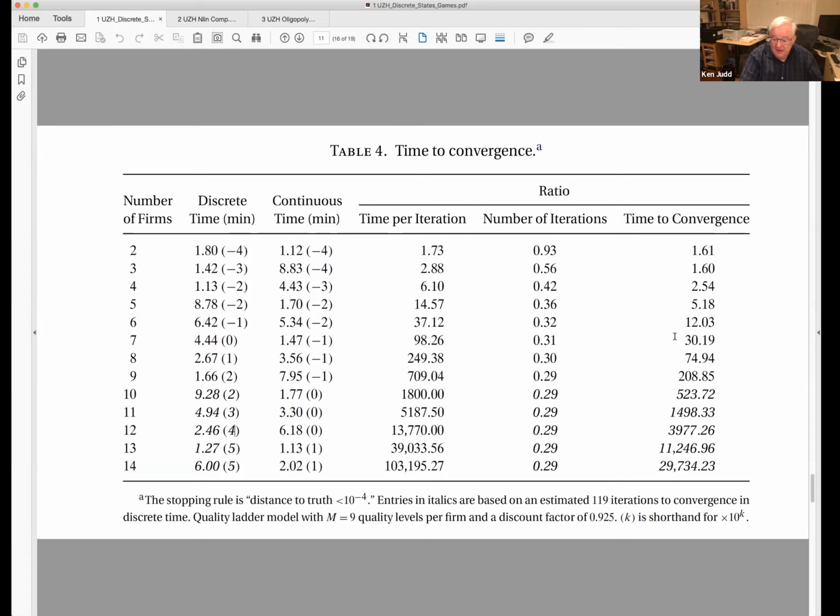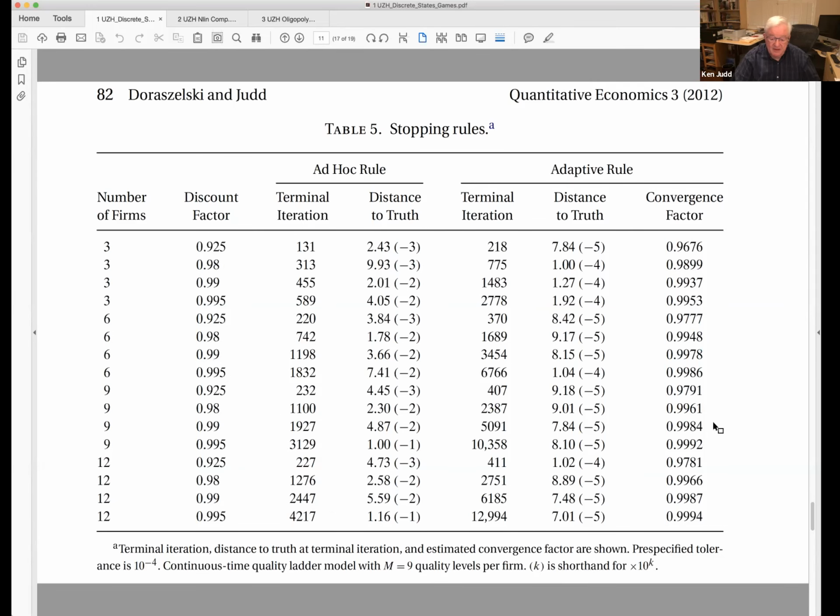And so what we find is that overall, for a small number of firms, you get let's say like a 75 times increase in efficiency, and then for larger things, the improvement is in the order of thousands. So the continuous time approach can result in substantial improvement in running times by orders of magnitude.